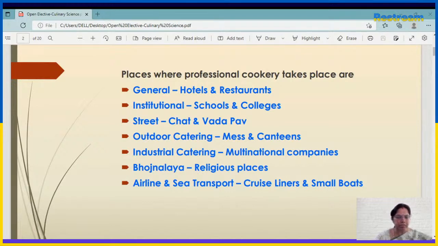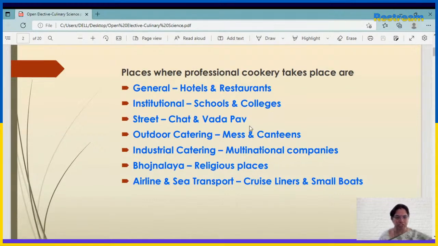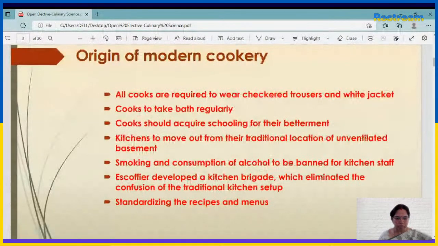Then airline and sea transport, of course. When you're on an aircraft for a longer journey, or when you are at sea for a longer journey, then definitely it requires food. So from where did the origin of food and cookery come, or where did it exist from? The art of cooking is very ancient. It has not started from today or yesterday. It has been there for many years. There are hundreds of decades of science going on behind this art of cooking.